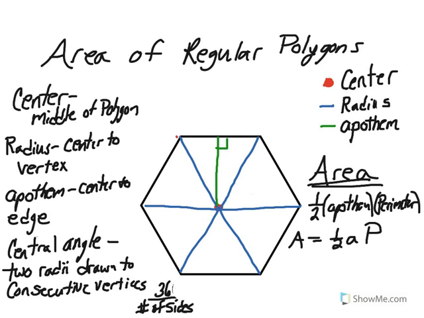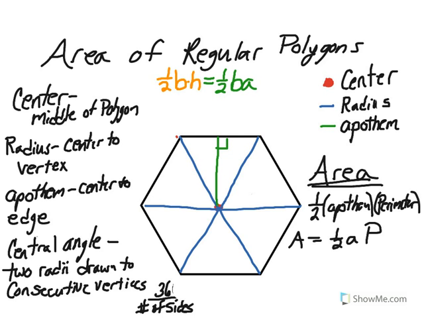So let's talk for a second about why it's 1/2 the apothem times the perimeter. You notice that if we draw in all of the radii going around the regular polygon, we make triangles. In fact, in this case, because it's a hexagon, there are 6 triangles. The area of each triangle is 1/2 the base times the height. For our purposes, the height is that green line there, and it's really called the apothem. So we're going to rewrite this equation as 1/2 the base times the apothem.